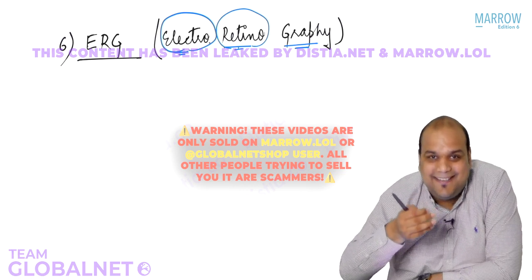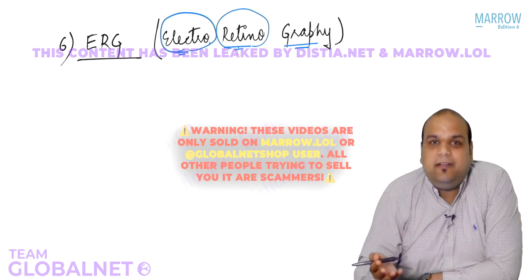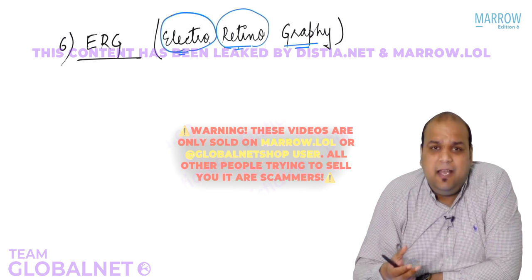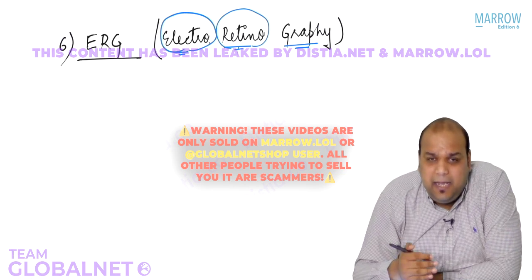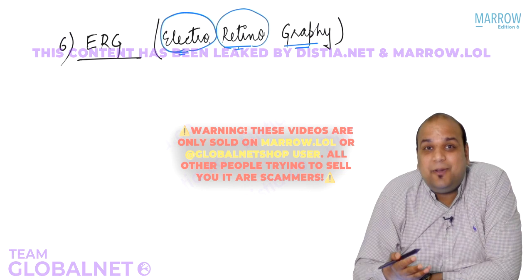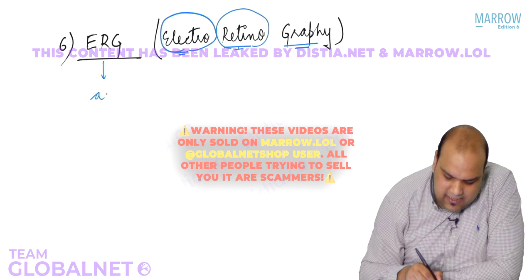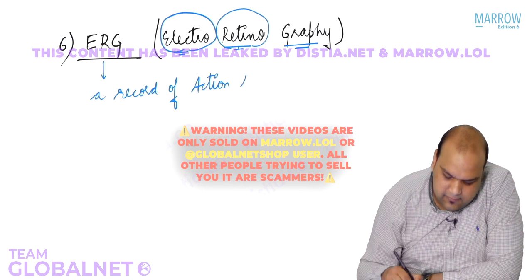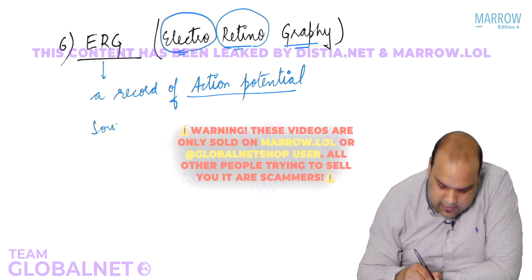So does the retina generate any impulse, a visual impulse? Yes. So this is basically a record of the visual impulse generated by the retina. Am I clear? If I say it in another way, when the retina is producing the visual impulse, is it working or not working? Meaning, is this an action potential or is this a standing potential? We know this is an action potential, yes or no? So ERG is a record of action potential.